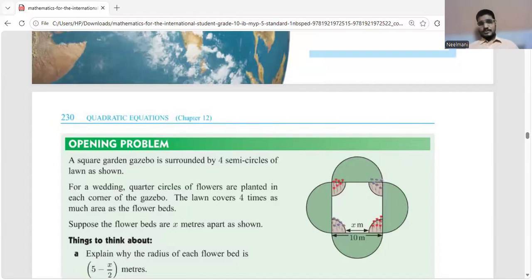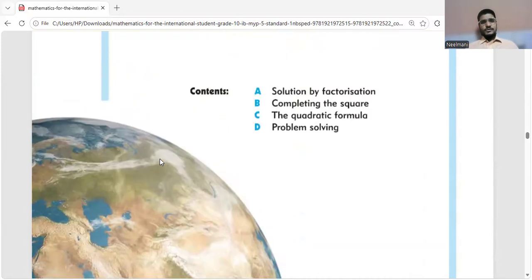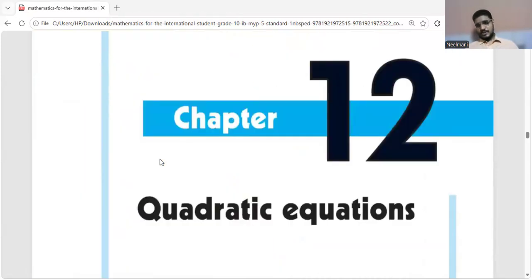Okay, so today we are going to explore a new chapter, and I'm taking the reference of the Hayes book for MYP 5. This new chapter is known as quadratic equations. We're going to explore this chapter, and meanwhile, first we are going to revisit some old concepts to understand some parts of it. Let's just start with this. I hope you can see my screen clearly.